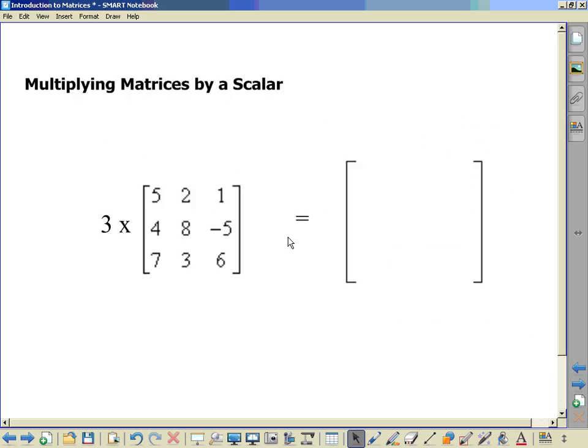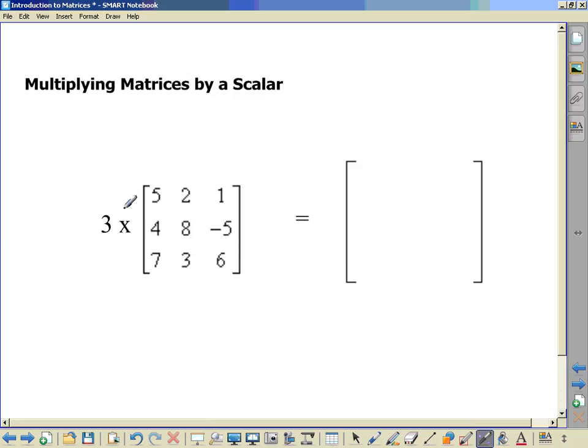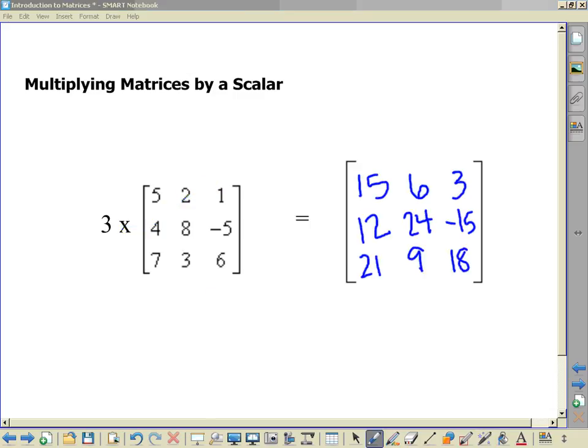In the next slide, we're going to learn how to multiply matrices by a scalar. A scalar multiple is just a plain old number, a constant that we want to multiply by. In this case, we want to take our matrix, which is 5, 2, 1, 4, 8, negative 5, and so forth, times the scalar multiple 3. Basically, all we do here is we triple every entry that's in the matrix. So 3 times 5, 3 times 2, 3 times 1, 3 times 4, 3 times 8, and you go through and you multiply everything by that scalar multiple. Pause the video and complete your matrix.